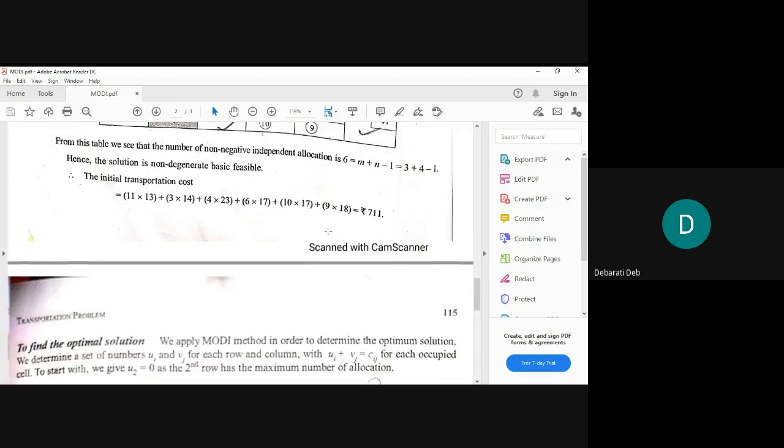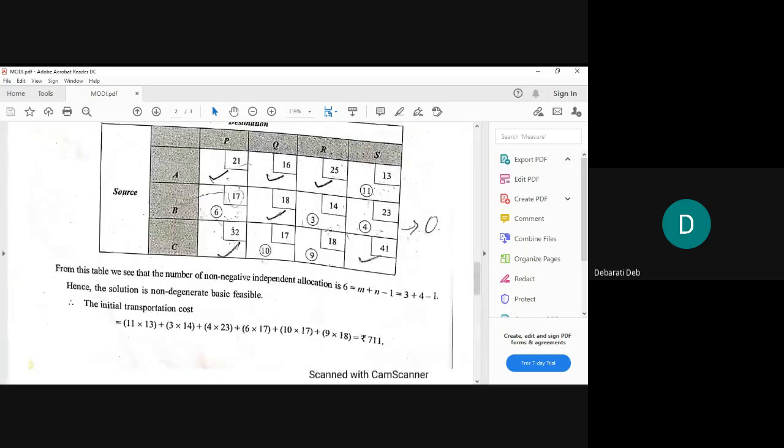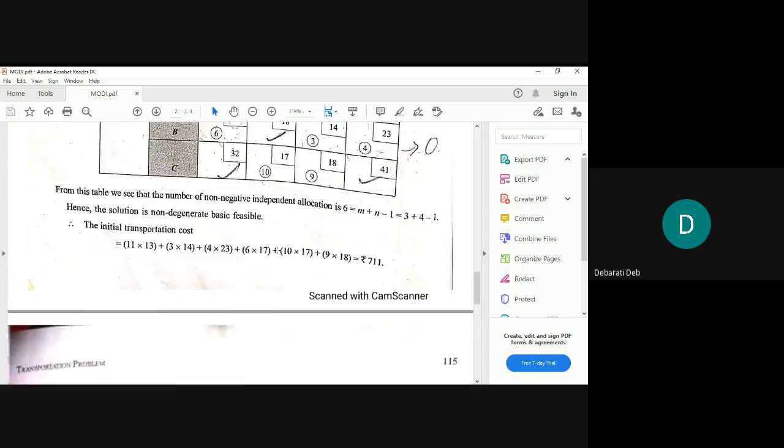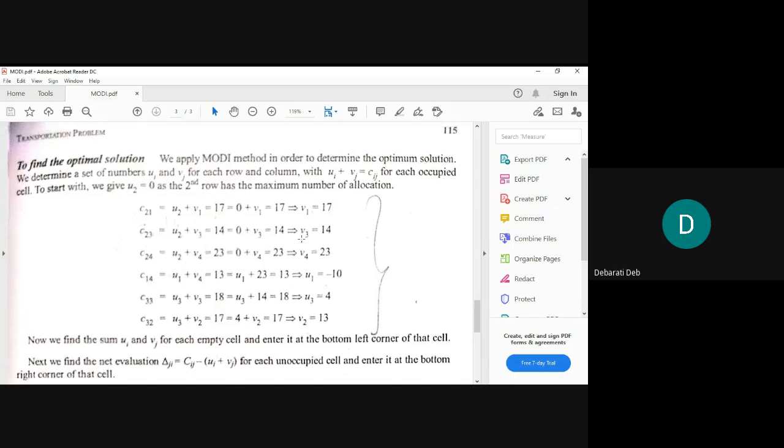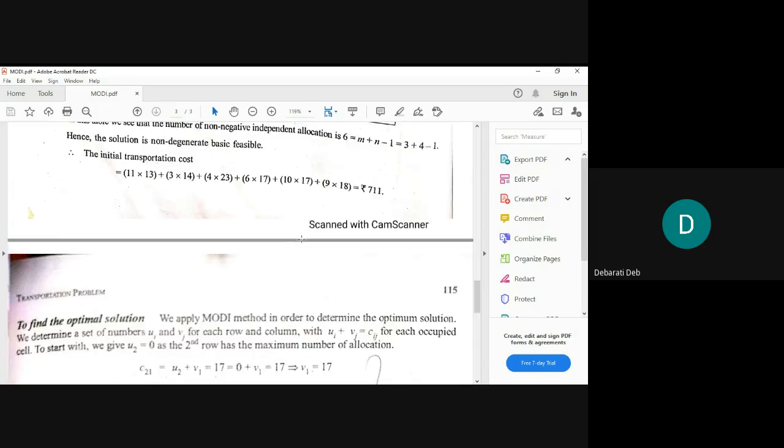Next, let us see which is the next allocated cell for whom the value can be calculated. If we start with this one, the 17, where 10 has been allocated, we will have to know U3 and V2. Do we know U3? As of now, we don't know U3. And have we calculated V2? No, we have not calculated V2. So we will not start with this cell.